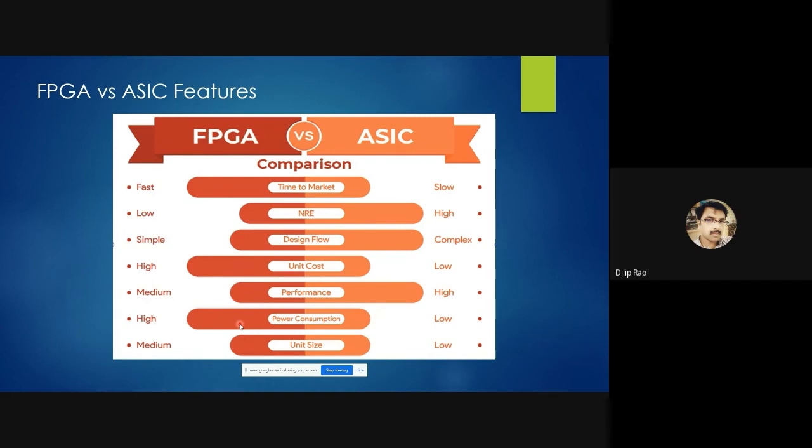That's a completely different, very deep subject. I will not get into that. Those things need not be bothered for an FPGA design. Okay, and then unit size. For example, unit size.